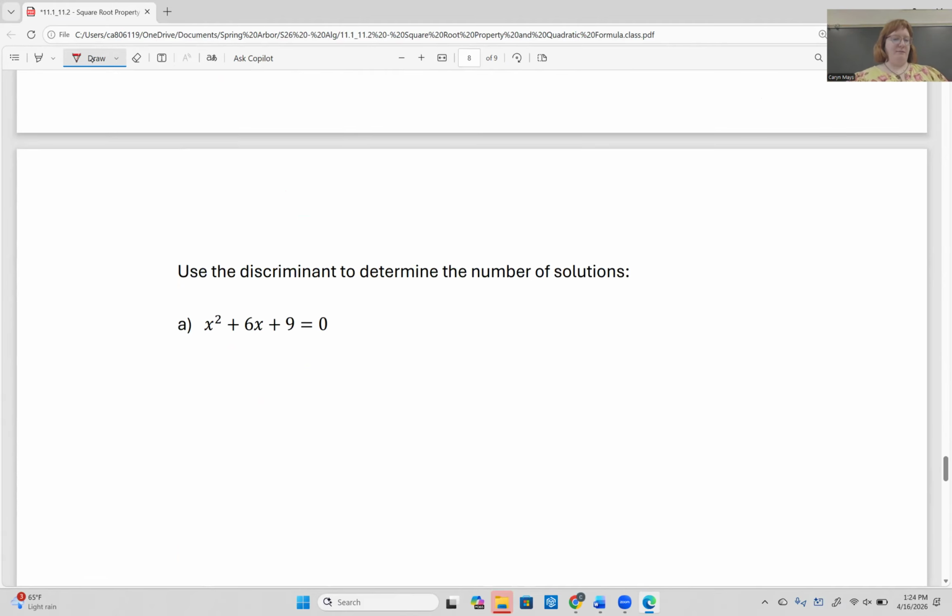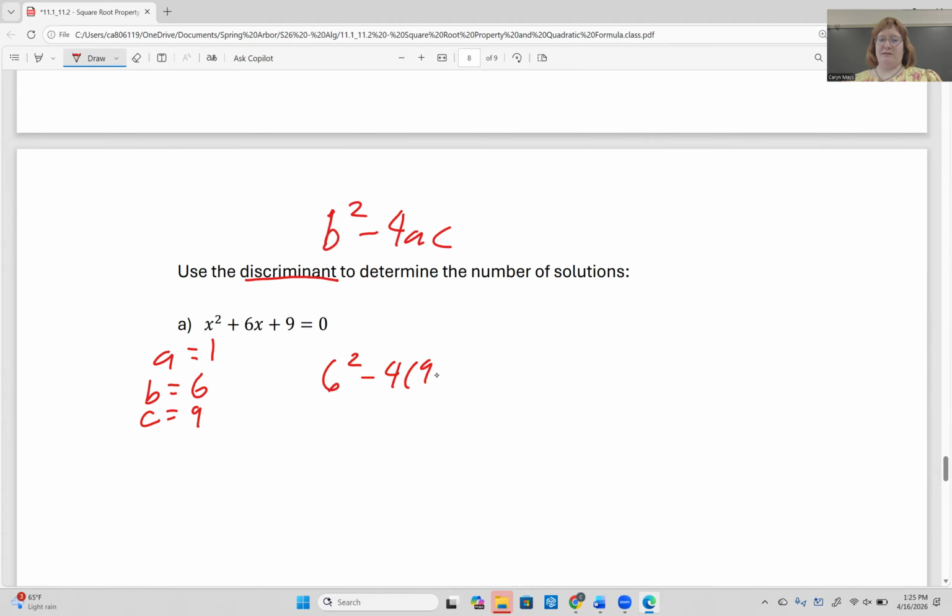Let's look at an example. x squared plus 6x plus 9. I want to determine a number of solutions. So using the discriminant, what is the discriminant? What is that discriminant formula? That's from the quadratic formula, just the thing that was under the square root. So in this case, A, B, and C, what is A? B and C. Okay, so we'd have 6 squared minus 4 times 9 times 1.